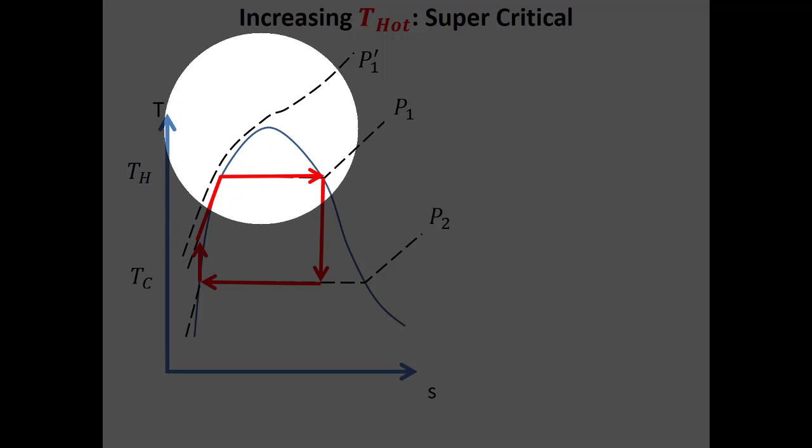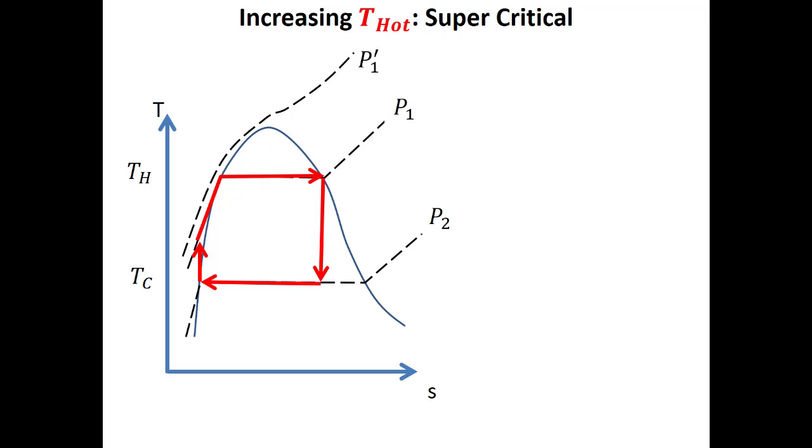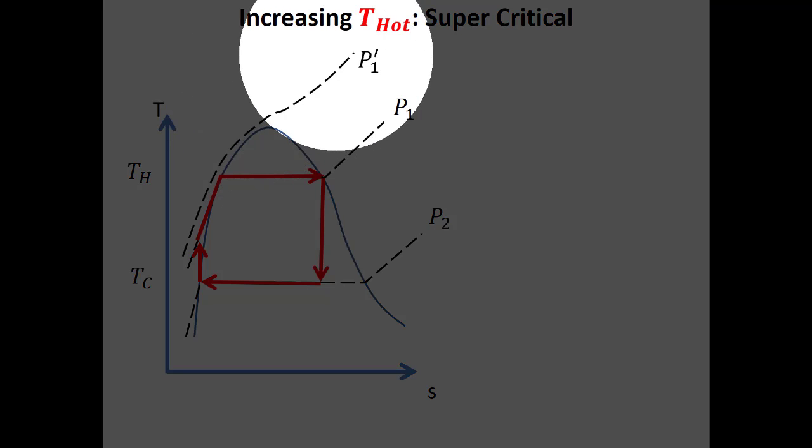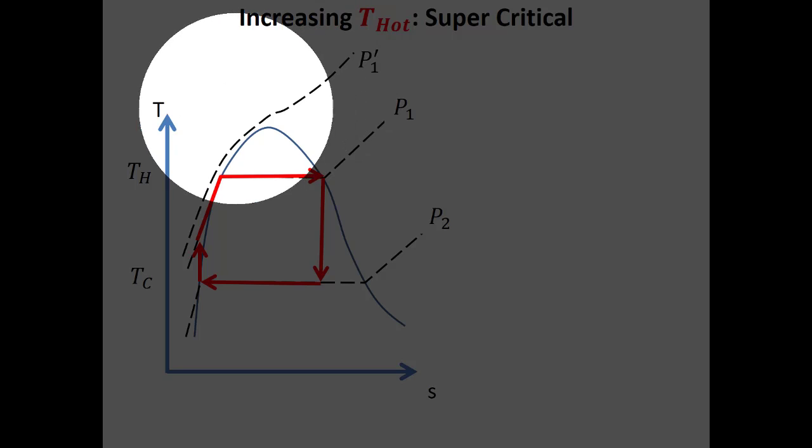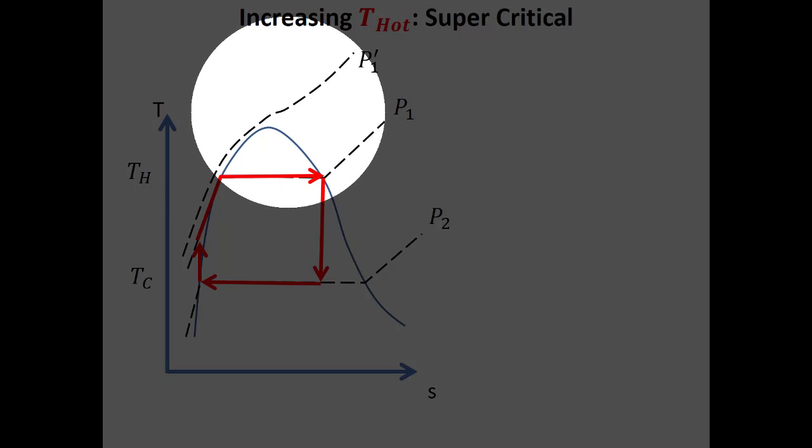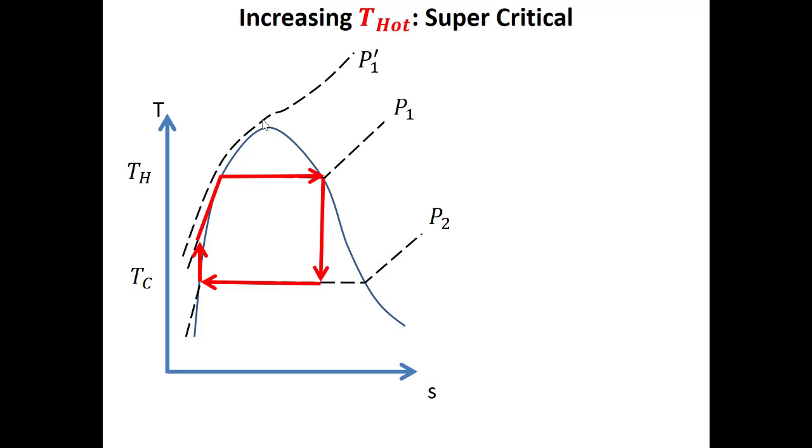So that critical point, remember, is the highest state where you can have liquid and vapor coexisting at equilibrium. Here, if we go supercritical, supercritical means beyond the critical point, in this case beyond the critical pressure. So here, P1, this particular constant pressure line never cuts through the vapor dome.